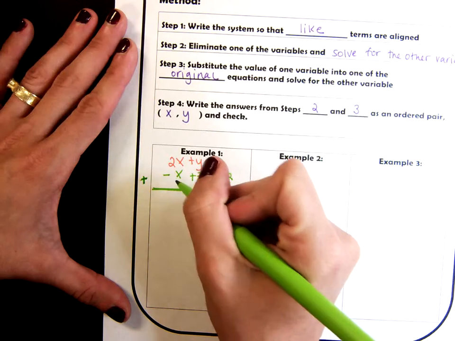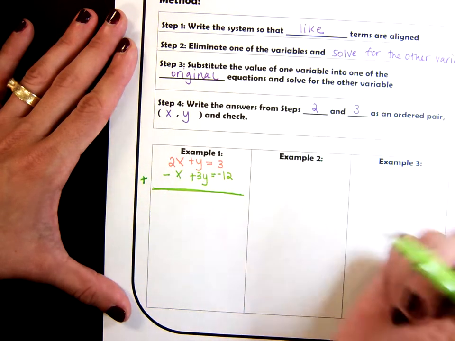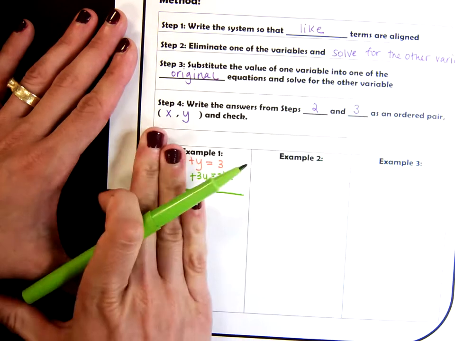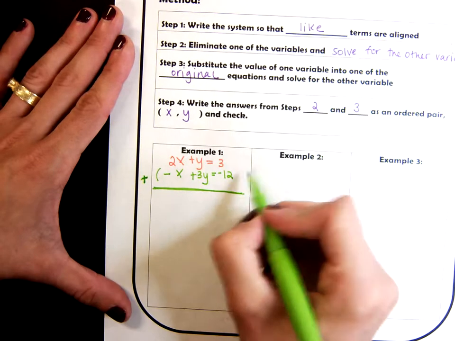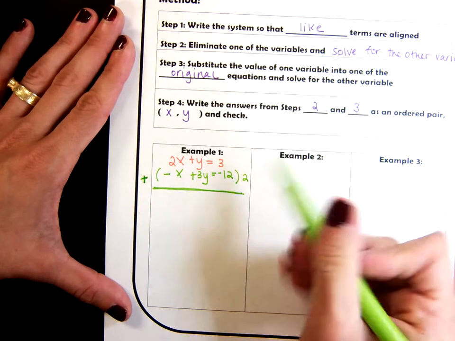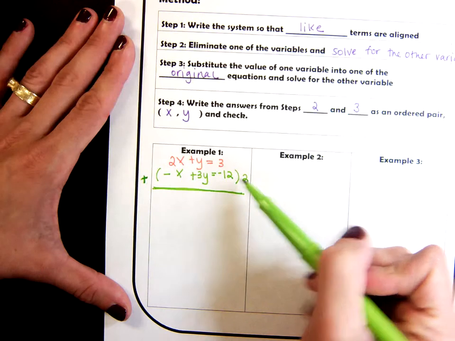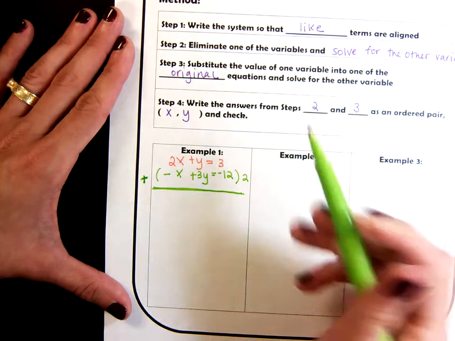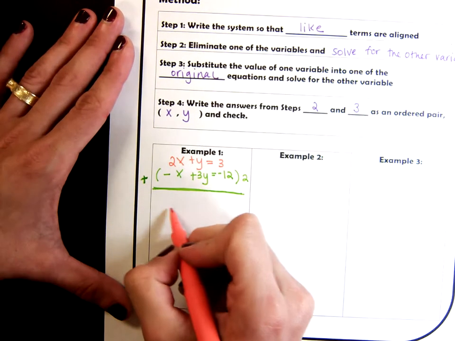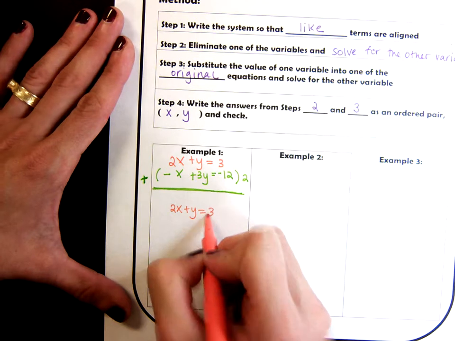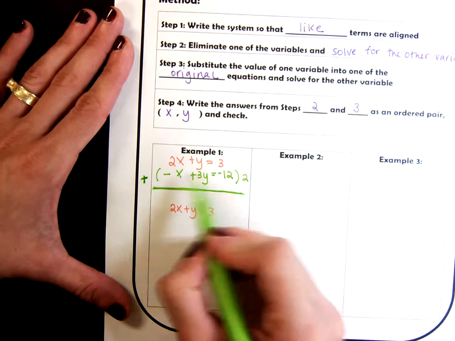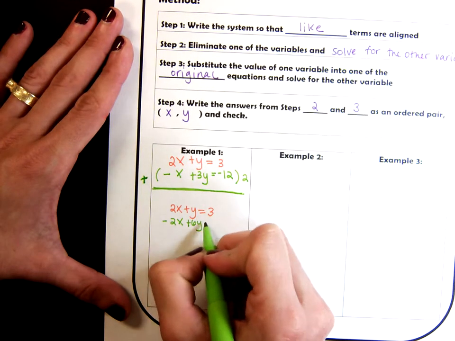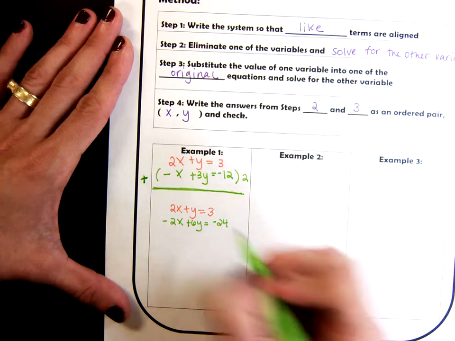So right off the bat, I see that if I multiply this x by 2, 2x minus 2x will equal 0, and one of those variables will go away. So let's do that. Let's multiply this bottom equation by 2. And as we always know, whatever we do to one side of the equation, or of the equality sign, we have to do to the other. So I'm going to rewrite my first equation down below. I'm not doing anything to it. And now I'm going to multiply every term by 2. So I get negative 2x plus 6y equals negative 24.